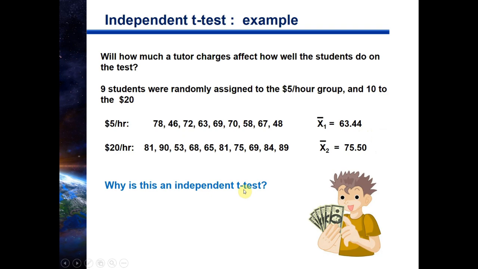Now, why is this an independent t-test? Well, it's an independent t-test because the people who are in this group are an entirely different group of people from this group. So if you're a participant, that means you either fell into this category or you fell into this category. All right, you were not tested in both conditions.